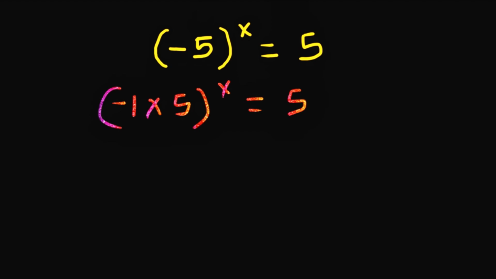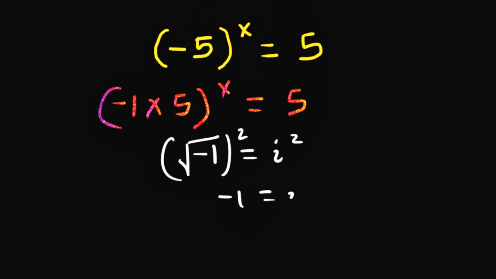The next thing is we intend to introduce log to this equation, but there is no log for a negative number. So we're going to rewrite negative 1 as a complex number. Remember, the root of negative 1 is what we call i. So negative 1 on its own, if you square both sides, negative 1 is the same as i squared. So let us write negative 1 as i squared.